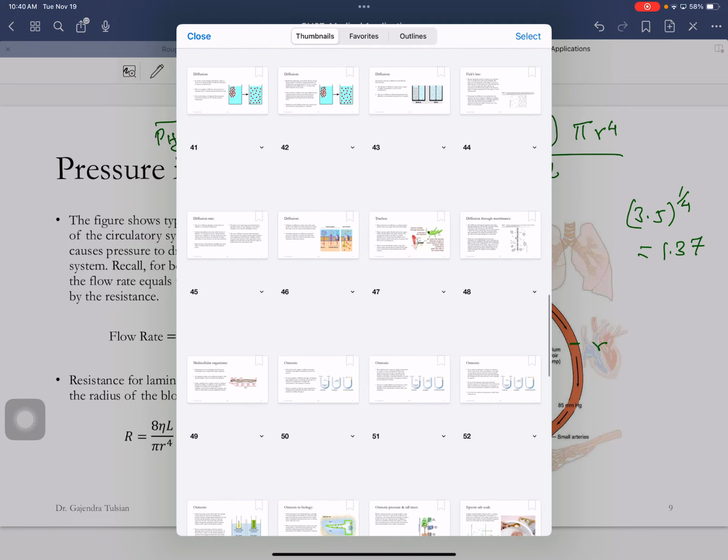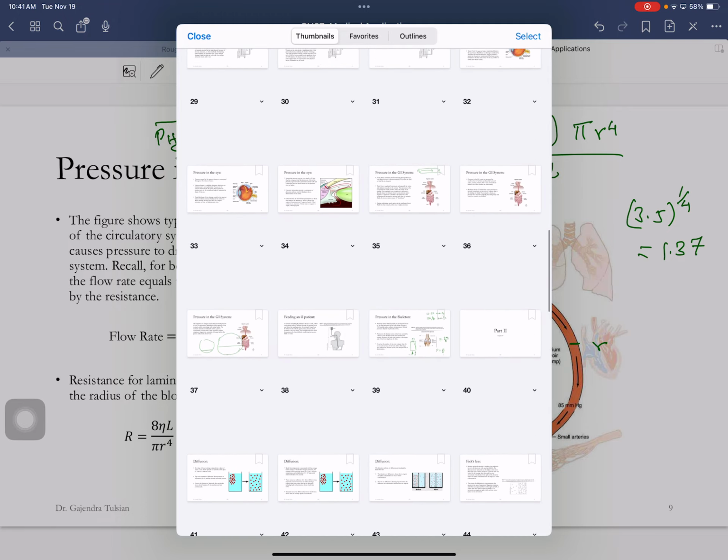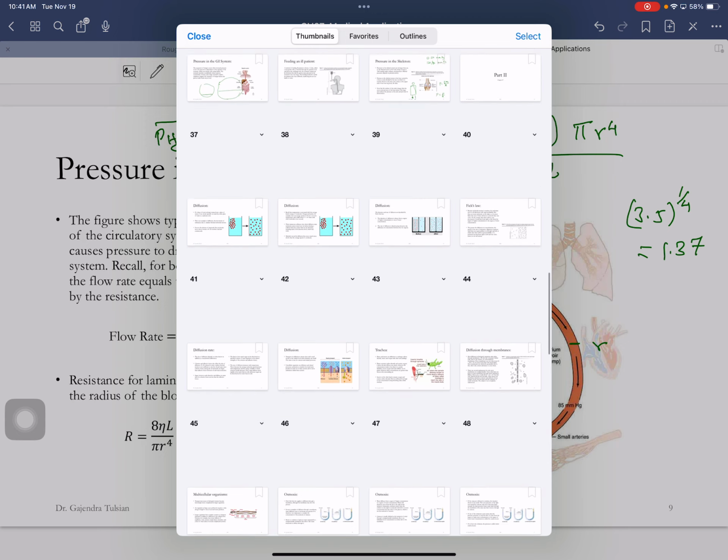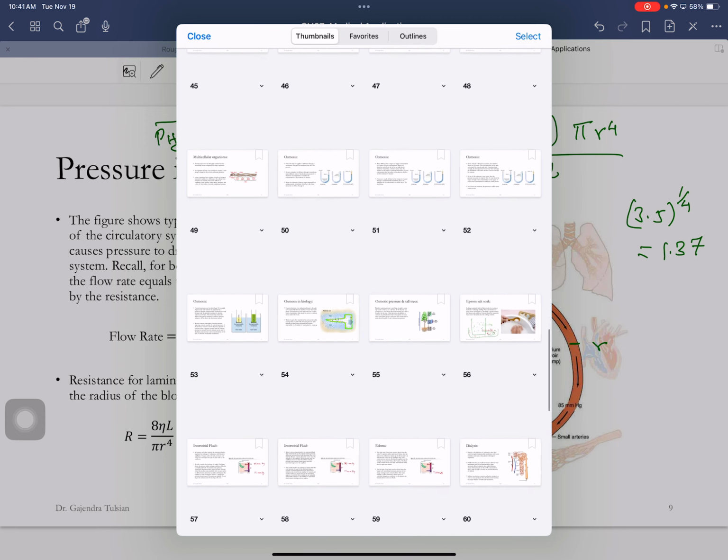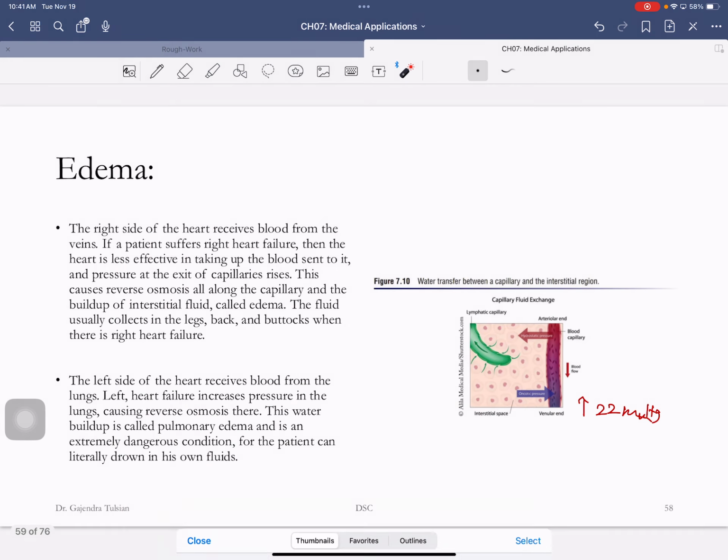So there's another similar problem with left heart failure. The left side of the heart receives blood from the lungs. Left heart failure increases pressure in the lungs, causing reverse osmosis there. This water buildup is called pulmonary edema and is an extremely dangerous condition. The patient can literally drown in their own fluids.